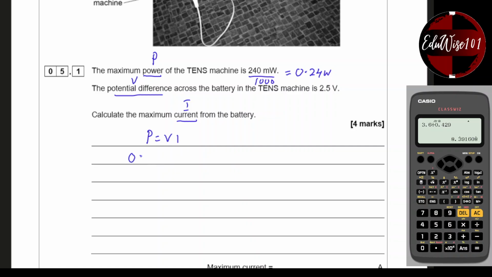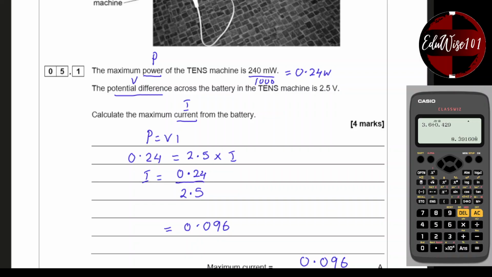So 0.24 watts equals the potential difference, 2.5, multiplied by the current. Rearranging the equation, I equals 0.24 divided by 2.5, and that gives you an answer of 0.096 amps. So the answer is 0.096.